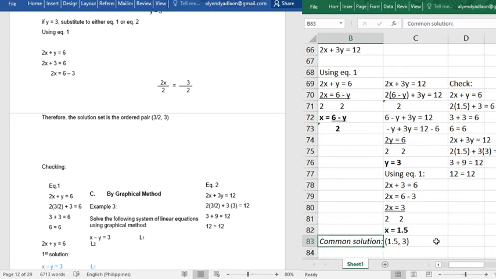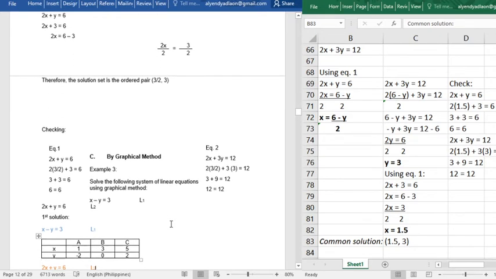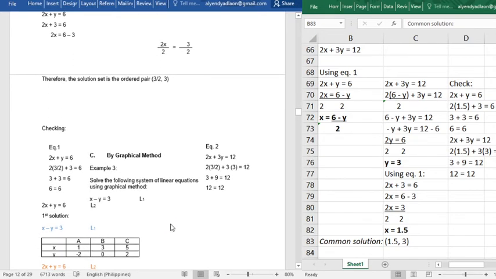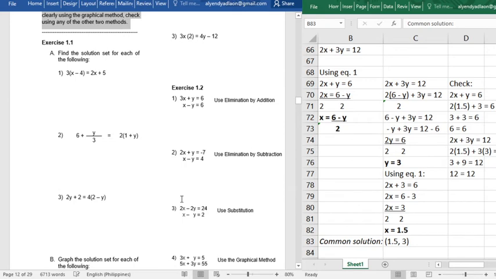Okay, so that is how we answer the substitution. So class, if ever you are not sure whether what you did in substitution is correct or not, you can always check it by using the other method. If the result is just the same, then that means that you did it just right. Alright, now lastly, let's proceed to the graphical method.